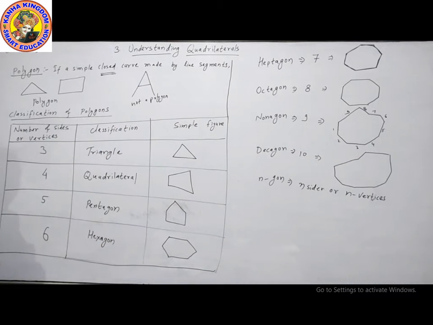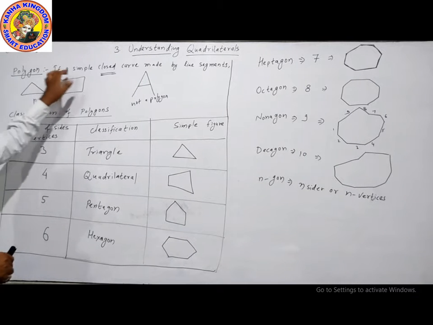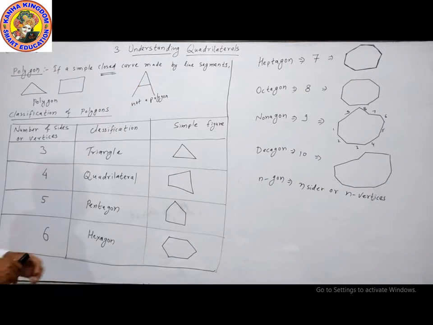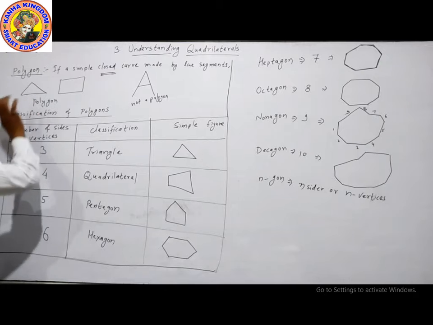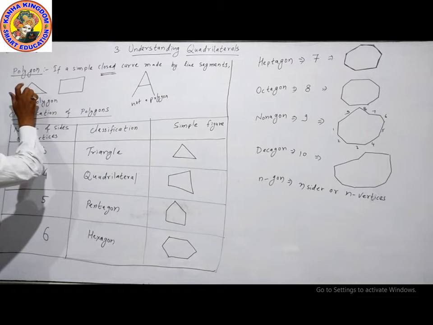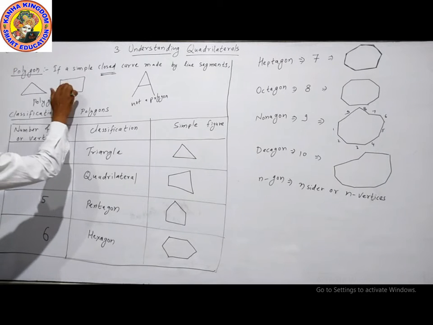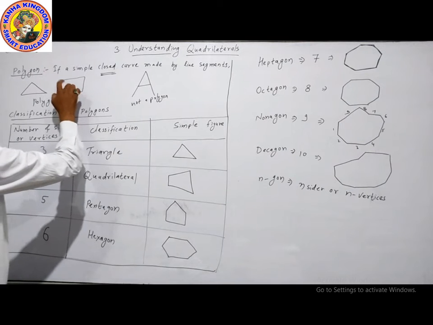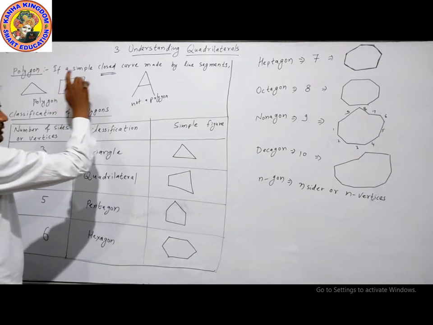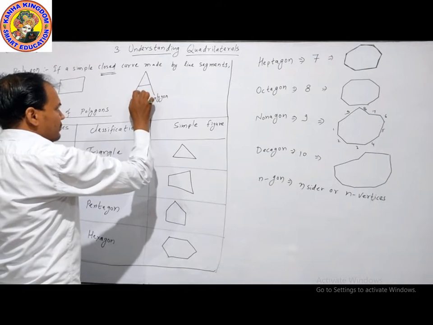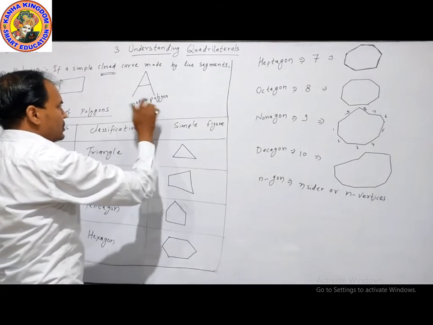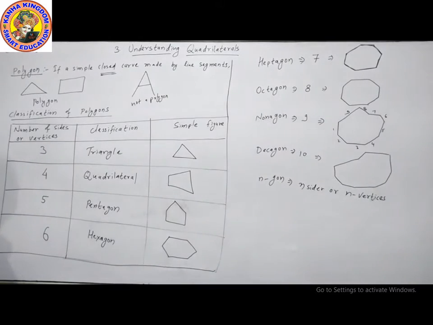So let us begin from this polygon. What is polygon? A simple closed curve made by lines. This is our closed, not open. This is totally bounded figure. So this is a polygon, this is bounded, made by line. So this is polygon, but this is not polygon because here is a part which is open. So this is not a polygon.